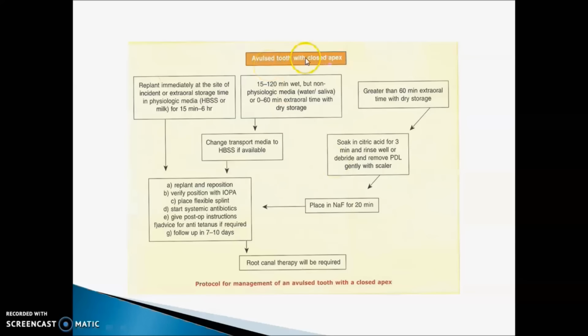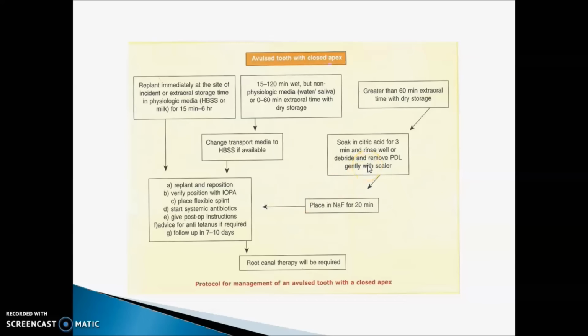Now what happens if the tooth has a closed apex? So you can reimplant immediately at the site of incident, or if extraoral storage time is around 15 minutes to 6 hours but in physiological media like HBSS or milk, then you can go for reimplantation. If the time is 15 to 120 minutes wet but in non-physiological media, or if there is around 60 minutes of dry storage, then you have to keep it in the physiological media like HBSS, and then you can go for your reimplantation. But if extraoral time is more than 60 minutes and it is also dry, then you have to soak them in citric acid for 3 minutes, then place them in sodium fluoride for 20 minutes, then you can go for your reimplantation.